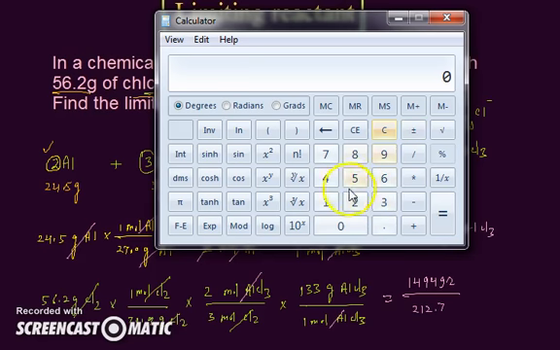In the top we have 14,949.2, and it is divided by 212.7. This is the value we get. But we have to write this value with 3 significant figures, 1, 2, 3 up to 2. We have 3 significant figures. So we look at the digit next to 2, that is 8, and 8 is greater than 5. That's why we round up to 3. The value we get is 70.3.